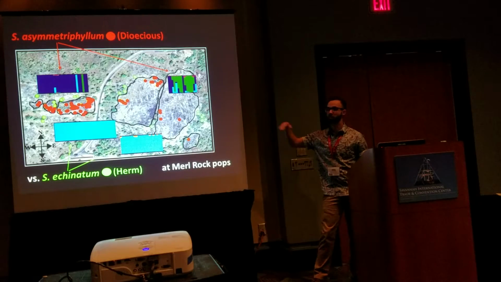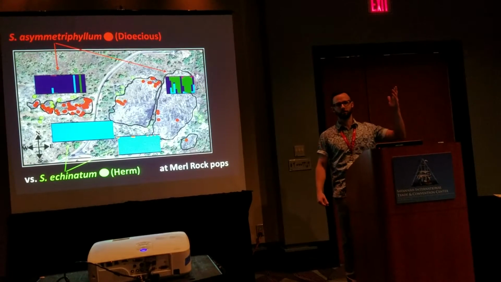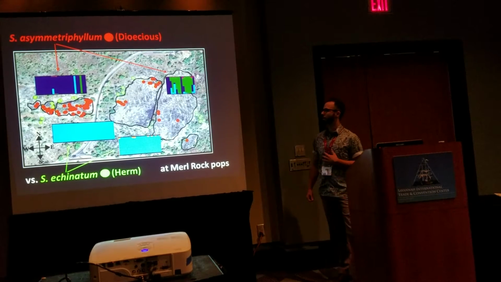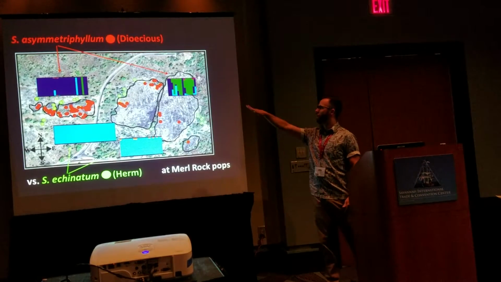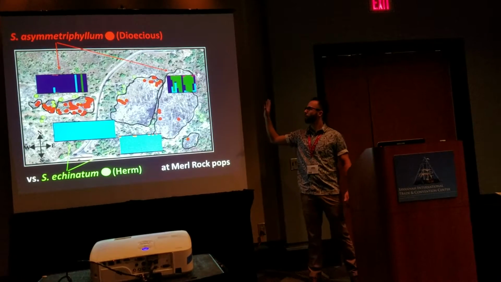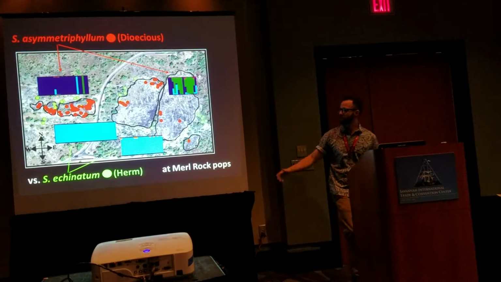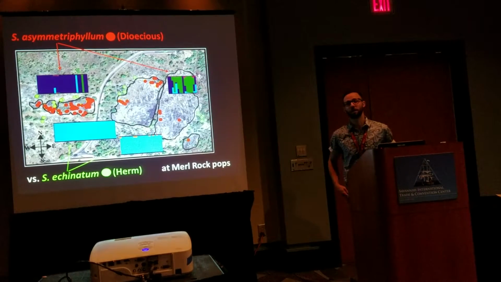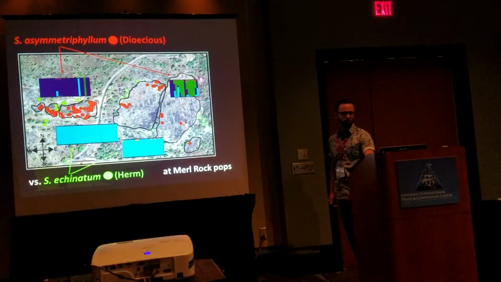Now, the black lines here actually are a sandstone monolith that rises maybe a few meters in the air in Kakadu National Park in the Northern Territory of Australia. And we can see that we have a different structure of the population for the red dotted Solanum asymmetrophyllum that's dioecious in comparison to the green Solanum echinatum, which is hermaphroditic.